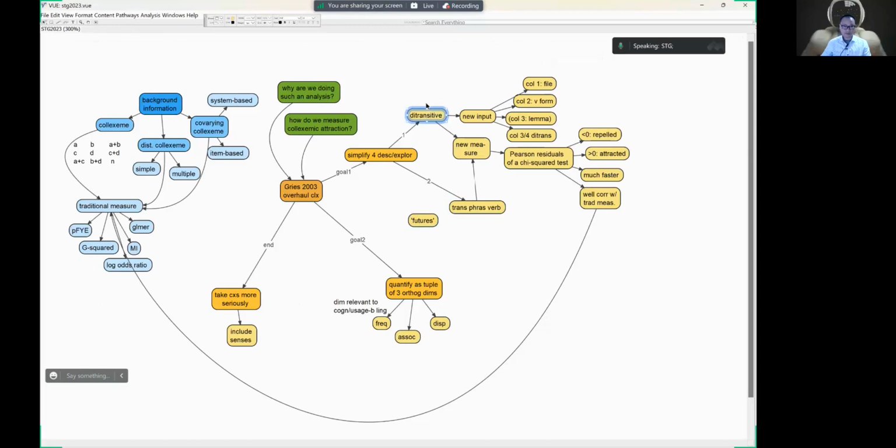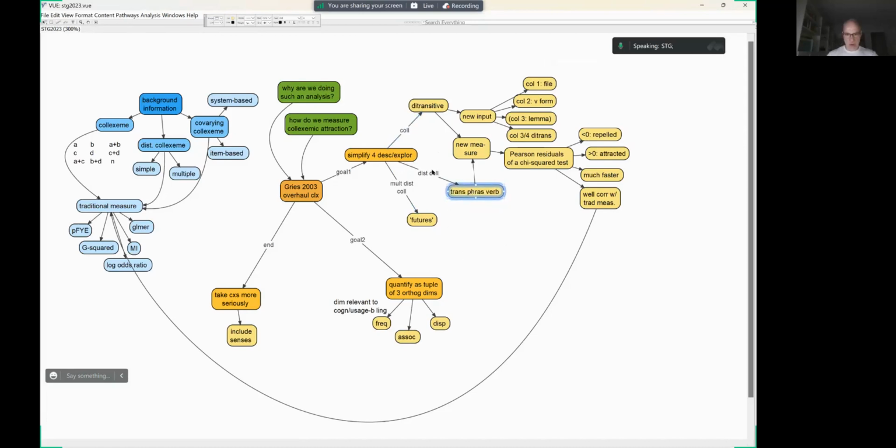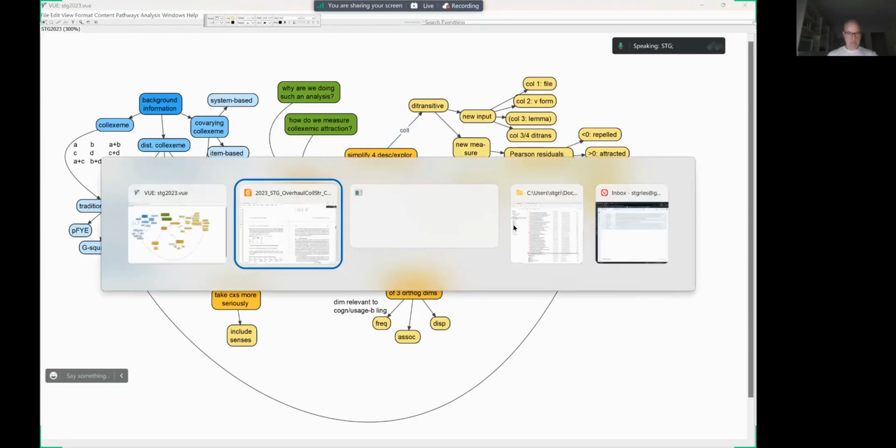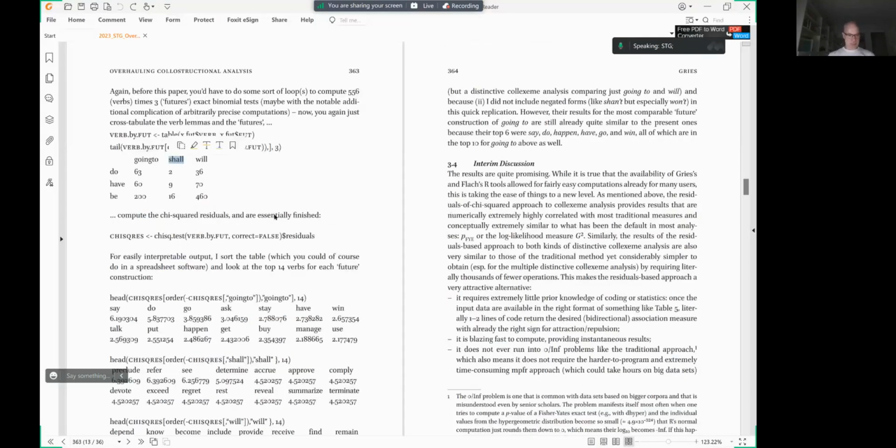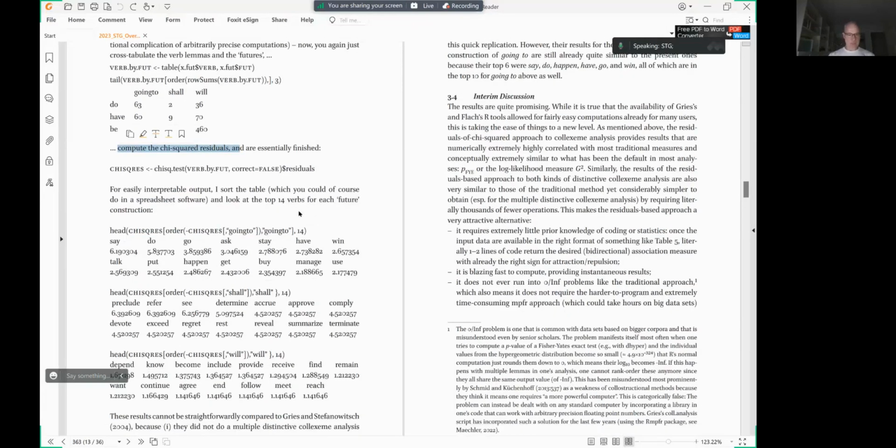Okay, and so now, in order to make this a little bit clearer, we're actually going to label the arrows. So this is a multiple distinctive collexeme analysis. This was the distinctive collexeme analysis, and this was the simple collexeme analysis. So now every one of the arrows also says what the results were. And apparently, it's the same method. We compute chi-squared residuals, and we're essentially done.